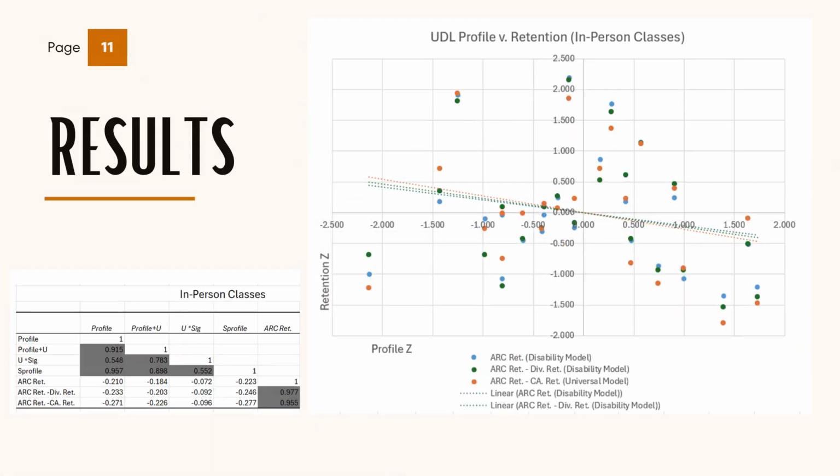So here you see the UDL profile score in comparison to the retention rate. What you're essentially looking at in this scatter plot is a comparison of z-scores that were calculated for each instructor that took the survey, and going from left to right on the x-axis, you essentially have the distribution of z-scores. If somebody is more on the left, they had a low self-assessment score, and if they were on the right, they had a high self-assessment score, the UDL profile score. And on the y-axis, you have the retention rate.